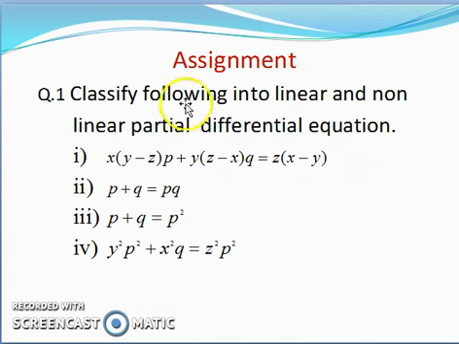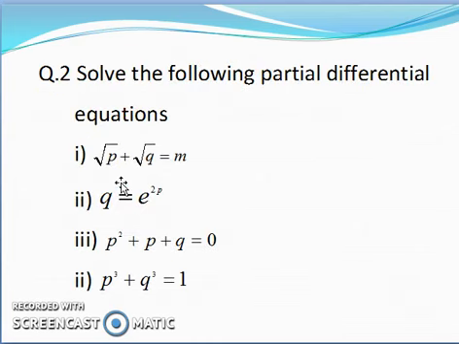Now assignment. Question number 1. Classify the following into linear and non-linear partial differential equations. Here we are given 4 partial differential equations of first order. We have to classify how many of these belong to linear and how many belong to non-linear partial differential equations. Now question number 2. Solve the following partial differential equations. Now knowing the method of solving the partial differential equation belonging to standard form number 1, you can find the solution of these examples.